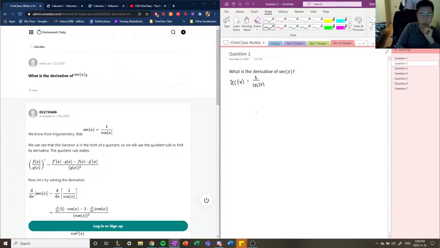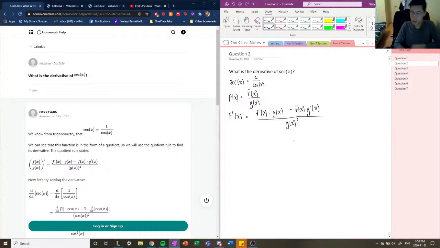Another rule of derivatives is the quotient rule, which suggests that if we have a function that is the quotient of two other functions, so F of x is f of x divided by g of x, then F prime of x would equal f prime of x times g of x minus f of x times g prime of x, all divided by g of x squared. This is the quotient rule, and we'll be using this to solve our derivative of secant x.